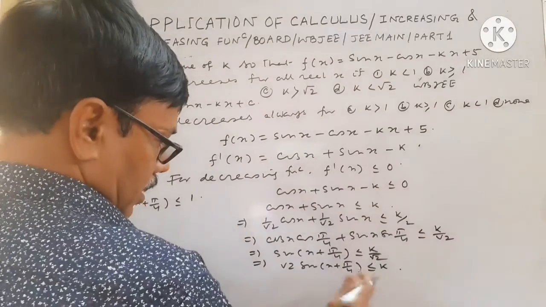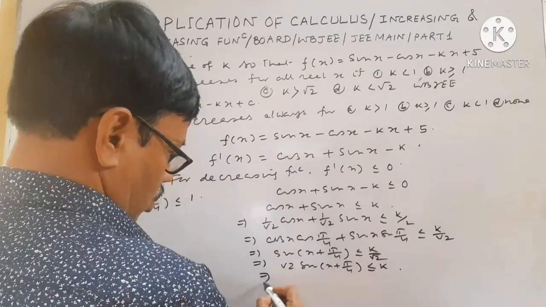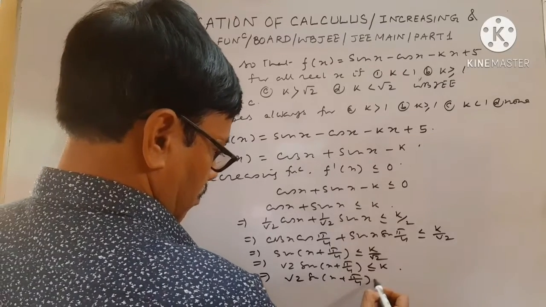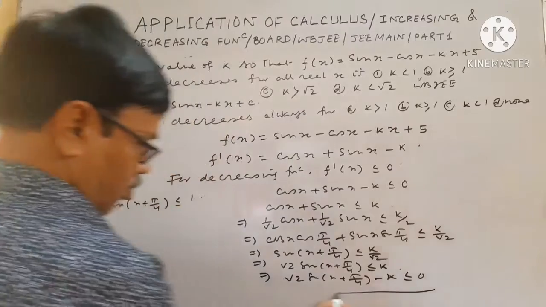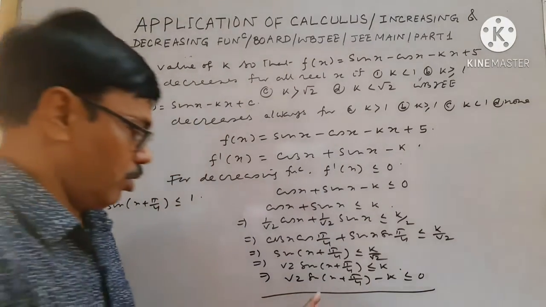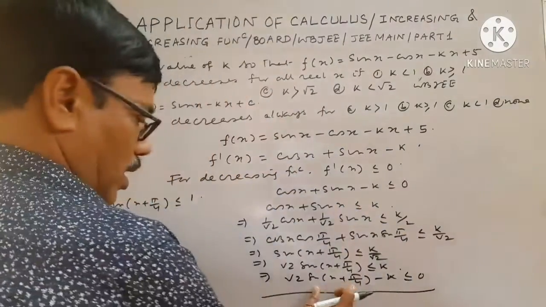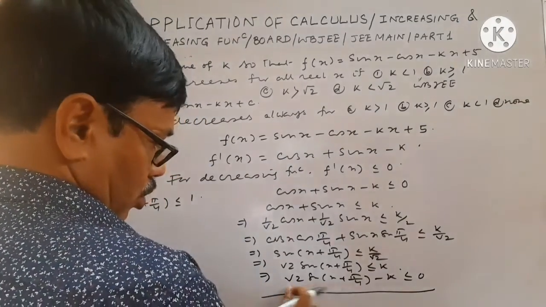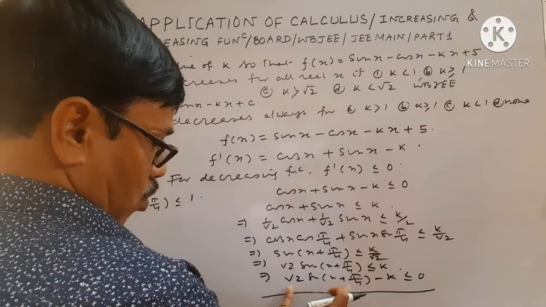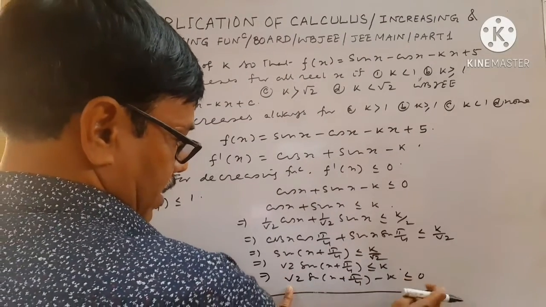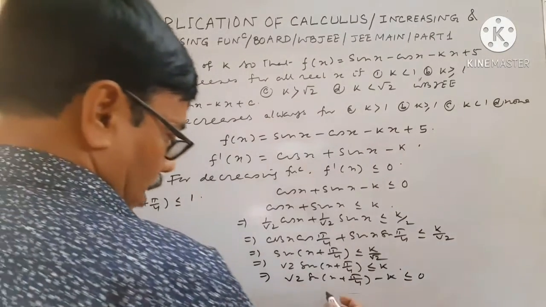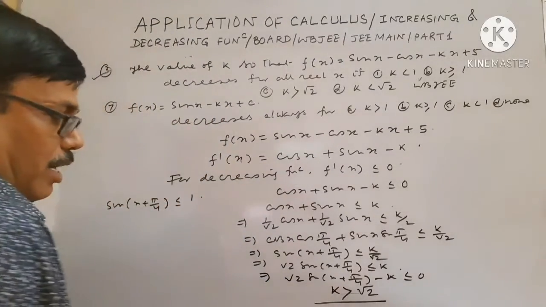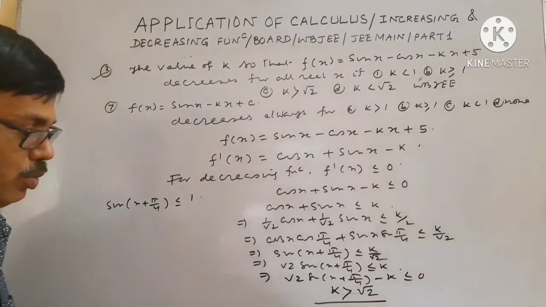So we are getting root 2 sin of x plus pi by 4 minus k less than or equal to 0. So this is always less than or equal to root 2. So to make it negative, k must be greater than root 2. K must be greater than root 2.